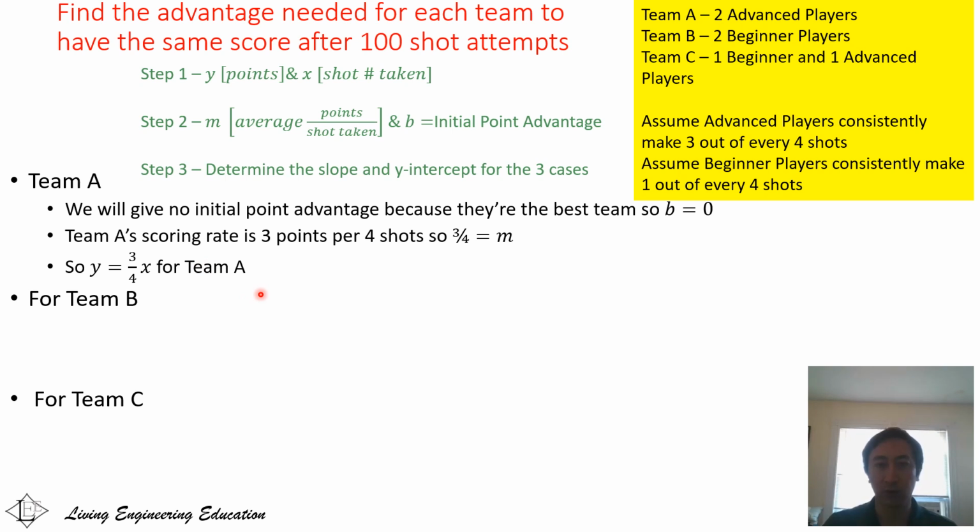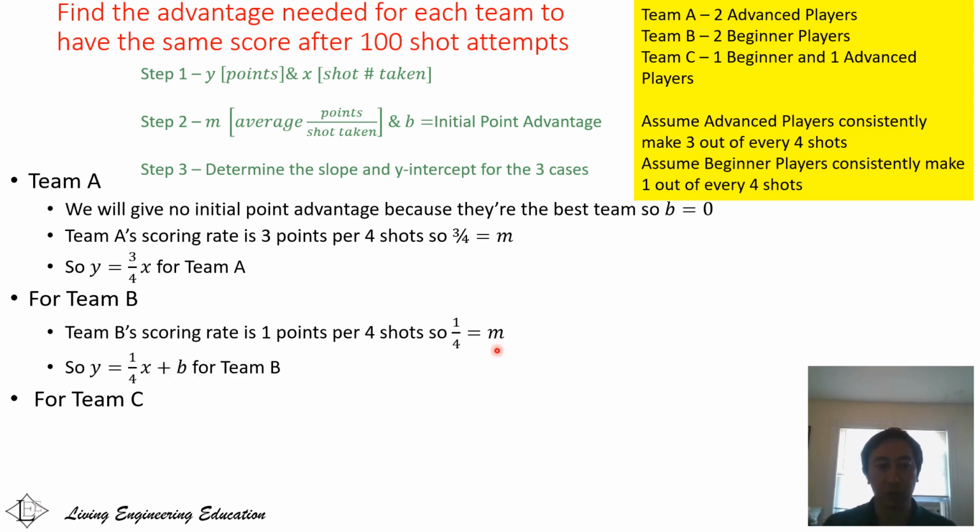Okay, it's pretty straightforward. Team B. Team B has 2 beginner players. We say the beginner players make 1 out of every 4 shots. So for the same reason, this will be 1/4 or a quarter, 0.25 for the slope for team B. Now we don't know what the y-intercept should be for team B, so we'll keep it a variable right now, but we know that it represents the point advantage that team B will get.